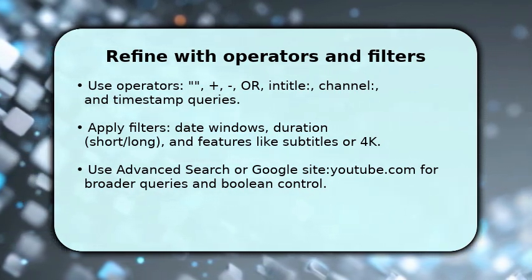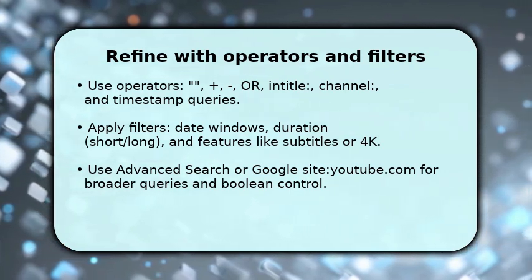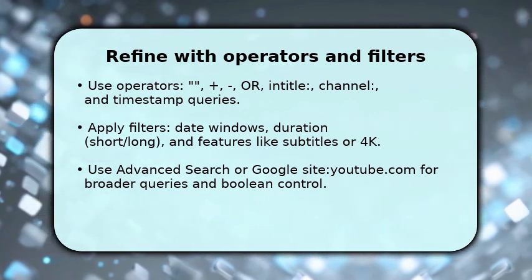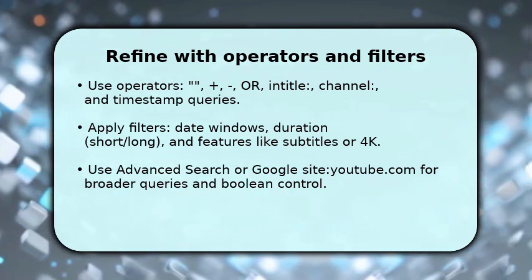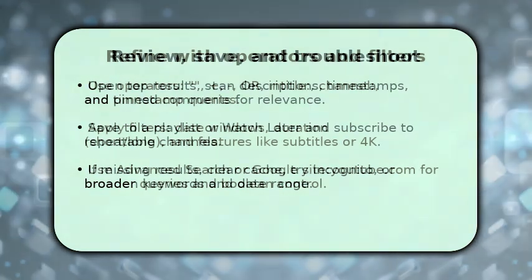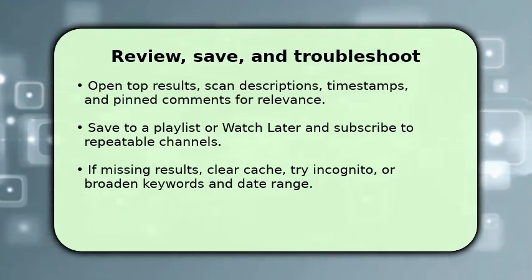Then apply duration and features filters. Choose subtitles or 4K if needed. If YouTube search feels limited, run "site:youtube.com" queries on Google to leverage Boolean logic and broader indexing. Make sure to check upload dates. Finally, open the top results and quickly scan descriptions, timestamps, and pinned comments to confirm relevance before investing time.